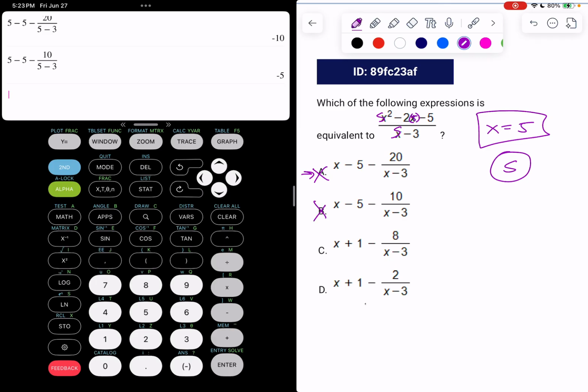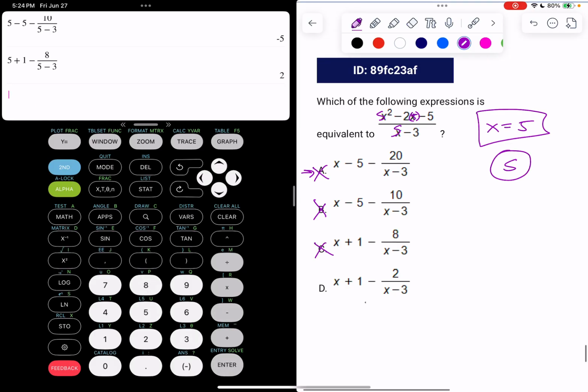All right, let's try the next one. 5 plus 1 minus, going to grab my little fraction bar, 8 over 5 minus 3. It's negative 2, not what we wanted. All right, looks like this one's just the same as this one here, except that 8 in the numerator is a 2.